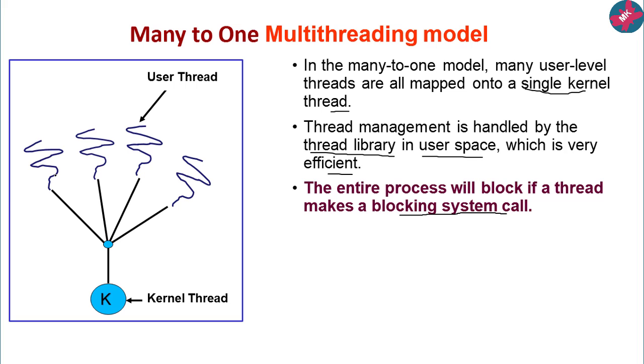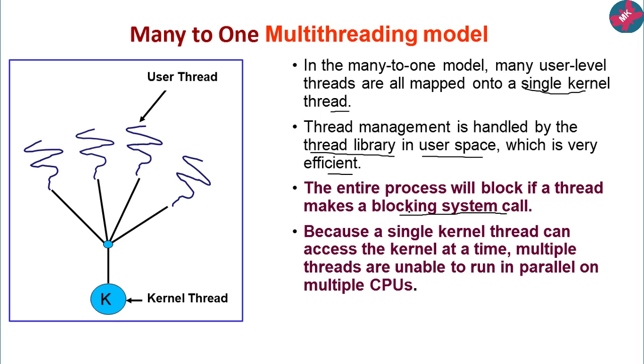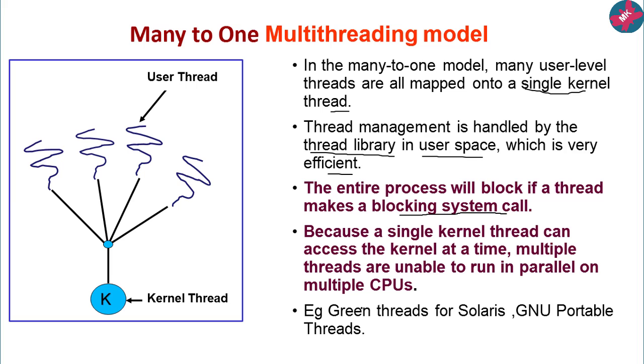Now, as is seen from the diagram, a single kernel level thread is there, which is responsible for accessing the kernel at a time. And due to this, multiple threads are unable to run in parallel on multiple CPUs. So this system does not permit multi-threading even if multiple CPUs are available. An example for this many to one is green threads for Solaris, and this is particularly used in the GNU portable threads. So this many to one has two drawbacks. First, the entire process will block if a thread makes a blocking system call, and multi-threading is not possible even if multiple CPUs are there, as there is only one kernel thread.